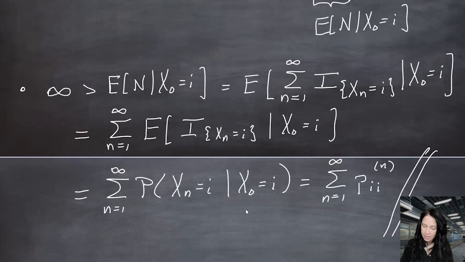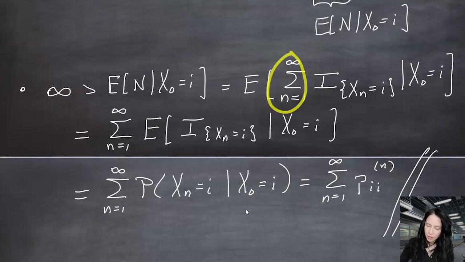Fubini's theorem says that you can do this interchange if the sum here with absolute values is finite.